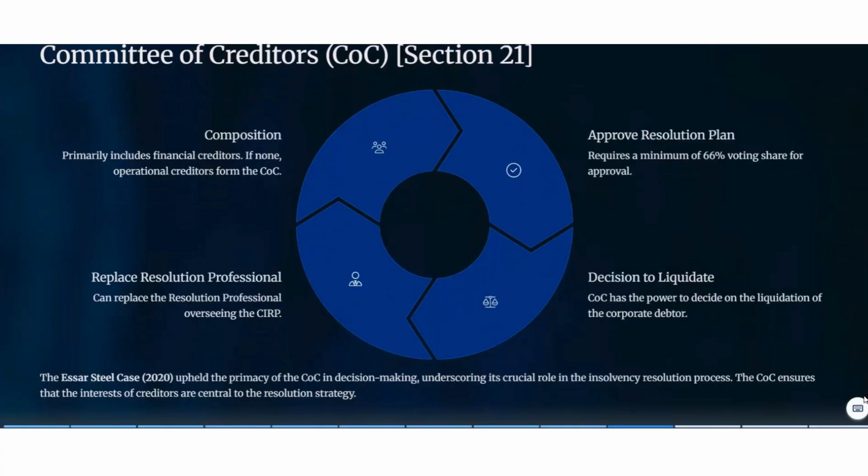There is a case, Essar Steel case 2020, which upheld the primacy of the COC in decision making, underscoring its crucial role in the insolvency resolution process. So the COC ensures that the interests of creditors are central to the resolution strategy.